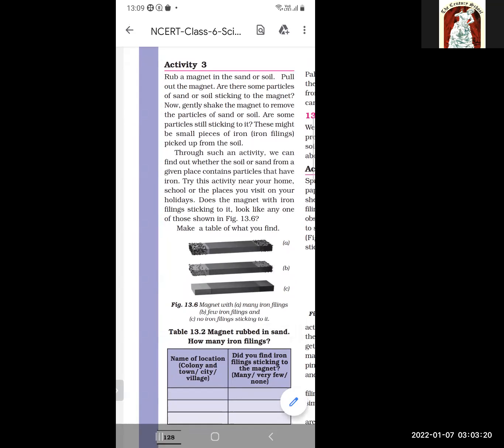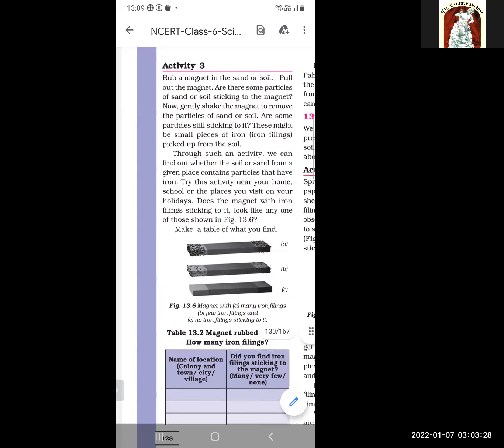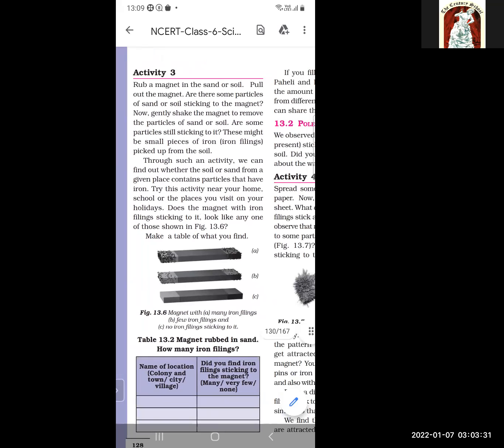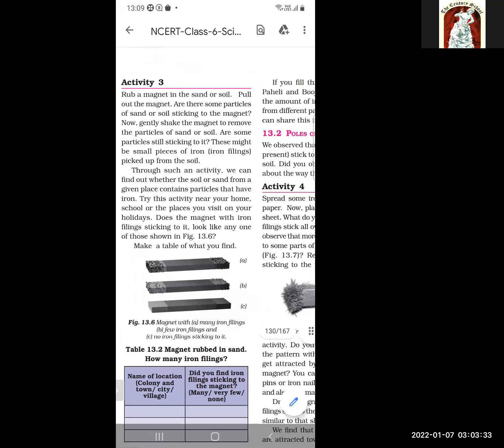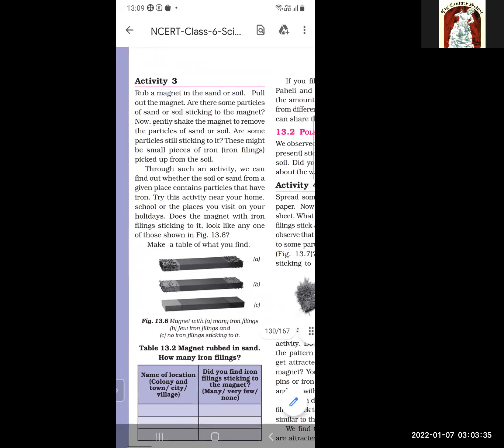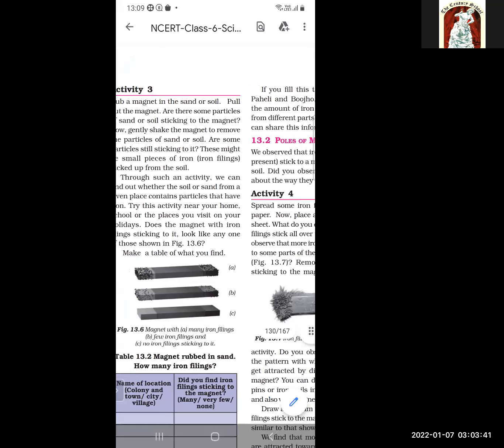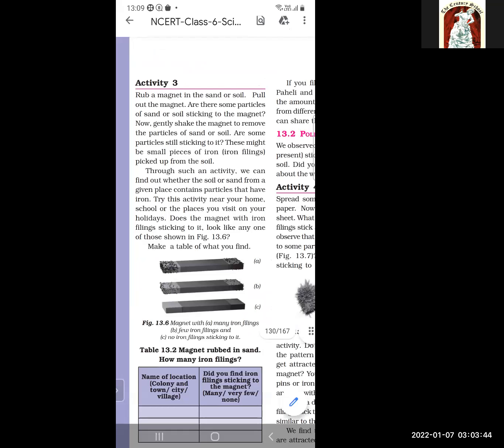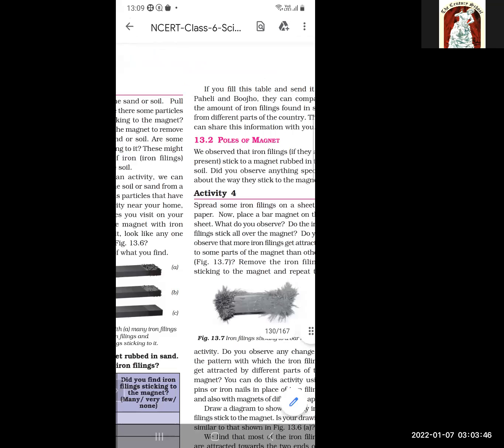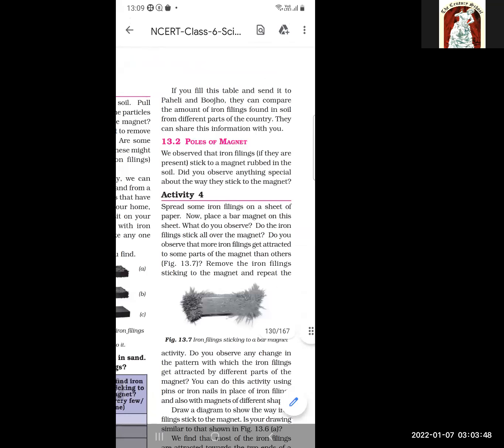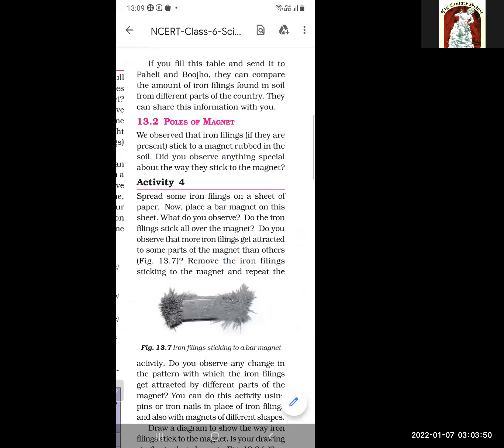So what is the observation after doing activity 3? We can find the answer is A or B or C. Some iron particles stick to the magnet, or some small particles are attracted to the magnet, or some materials are not attracted by the magnet. So what are the poles of the magnet? The ends of the magnet are called poles of the magnet.